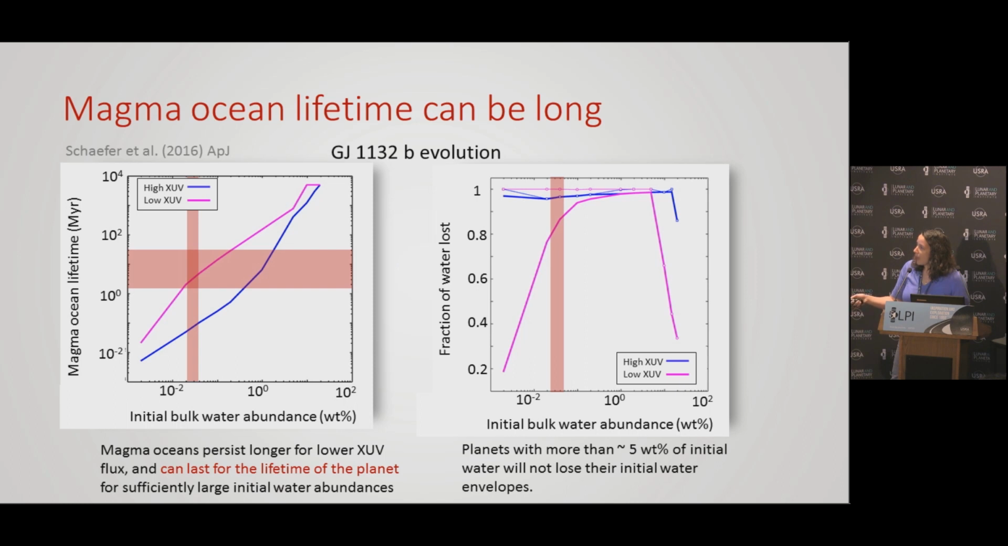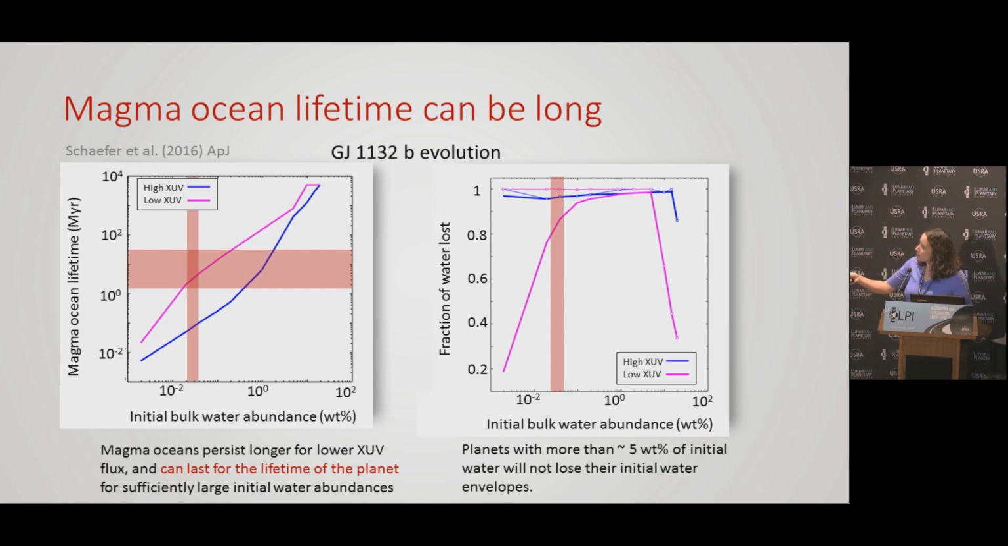And so you can see that the high XUV model has much shorter magma ocean lifetimes than the low XUV model. And the reason for that is because of the figure shown on the left, the amount of water that is escaping from the planet. The high XUV is driving significantly more escape. So this is showing the fraction of water lost from the planet, again, as a function of the initial water abundance. So the blue model, the high XUV, is losing significantly more of its water, especially at these low water abundances, than the low XUV model.